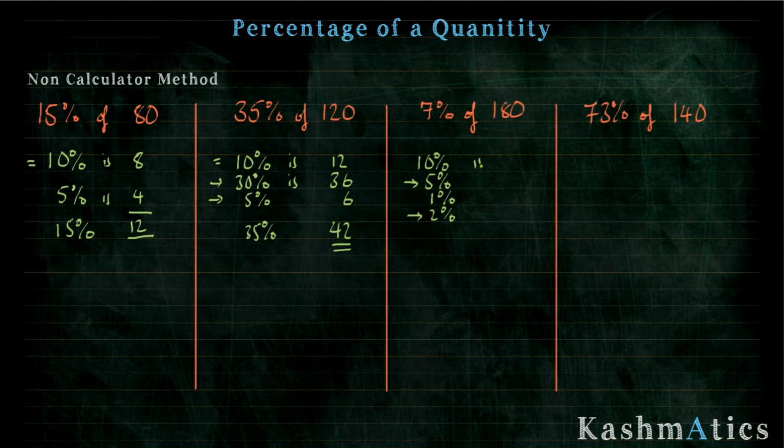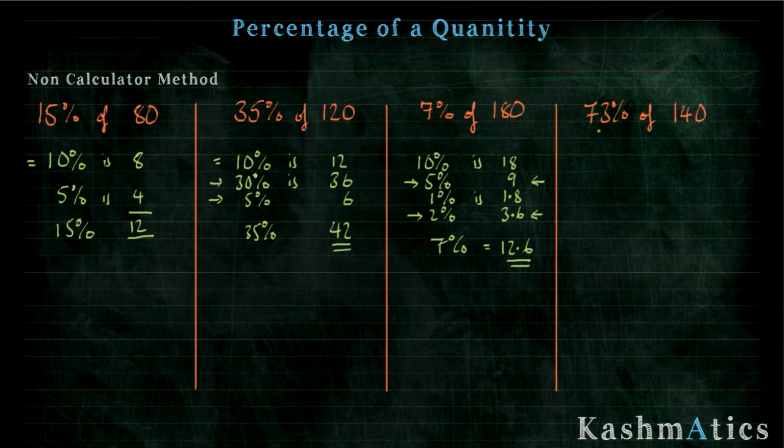So 10% is equal to 180 divided by 10, which is 18. 5% would be half of that, so that would be 9. 1% is 180 divided by 100, which is 1.8, which means 2% would be double that, and that is 3.6. So what I need to do is add together 9 and 3.6 to give me 7%. Okay, so 7% is equal to 9 plus 3.6, which is 12.6.